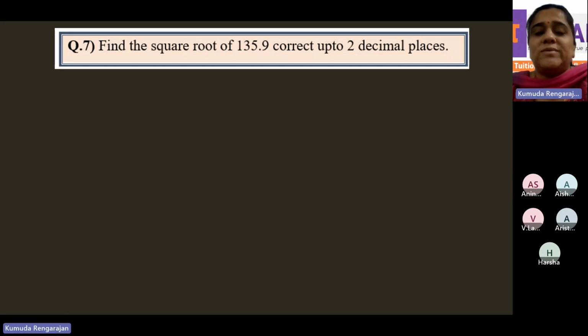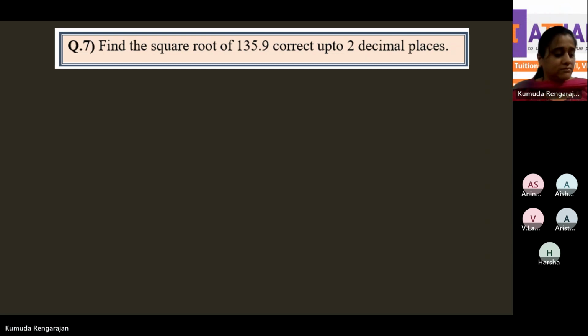Work on this question by yourself, all of you. Here we had 5 zeros, right? 5 zeros, correct.